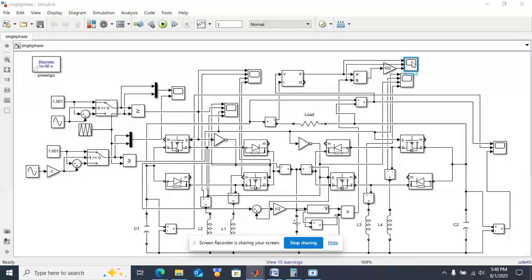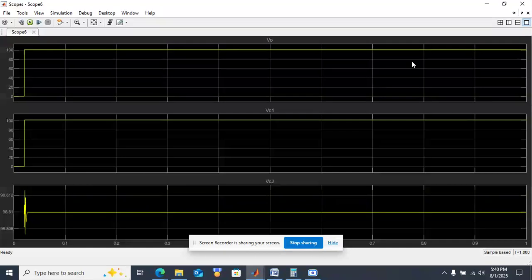And here these are the input power, output power and efficiency. We have designed it for 100 watts. Efficiency is around 98.81 percent. This is for the single phase application.